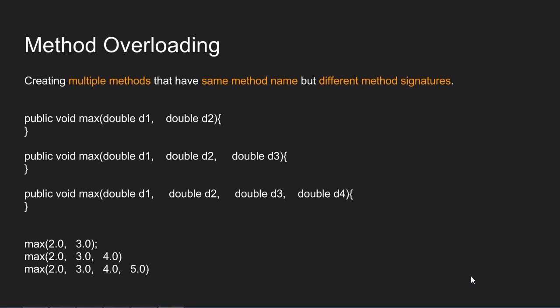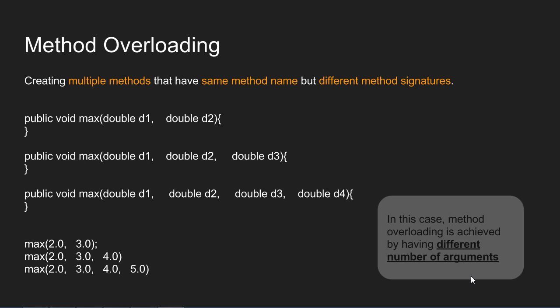In this case, we have overloaded a method called max. The max is the method name. So the multiple methods, in this case 3 methods, have the same method name, that is max, but they have different method signatures. So in this particular case, the method overloading is achieved by having a different number of arguments. Because of having a different number of arguments, they have different method signatures. Okay, this is one kind.